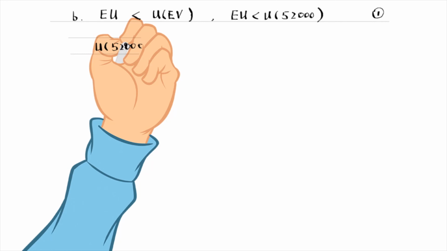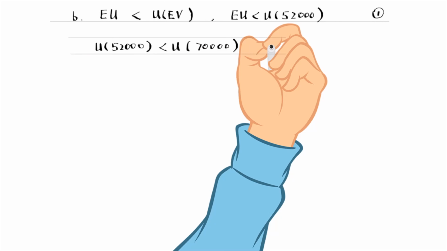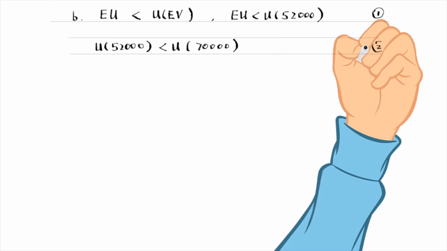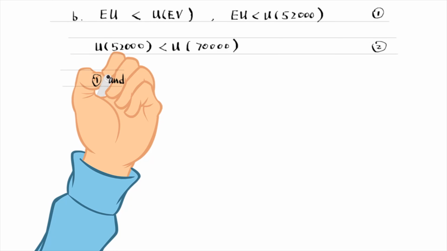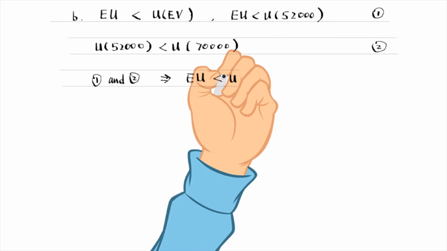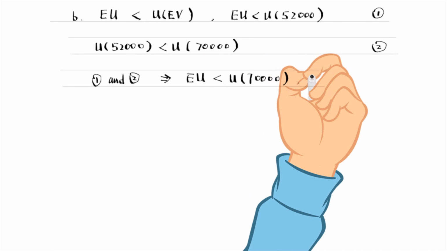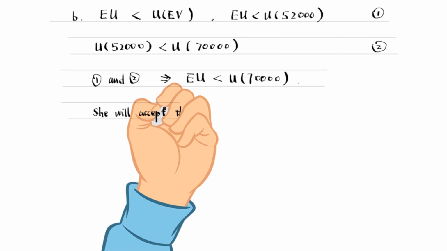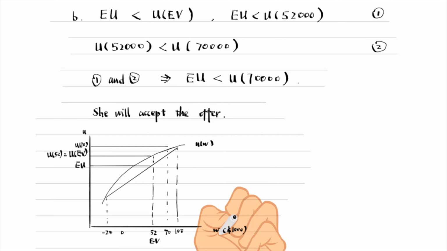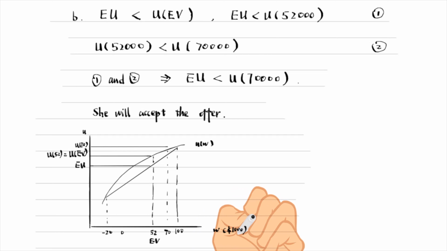Because the utility increases with income, $70,000 gives her a higher utility than $52,000. It is inequality 2. The two inequalities imply that the guaranteed payment of $70,000 gives Lisa a higher utility than that from running the vineyard. She will accept the offer. The graph clearly shows the relationship.